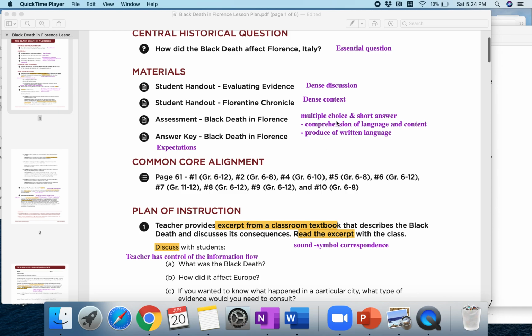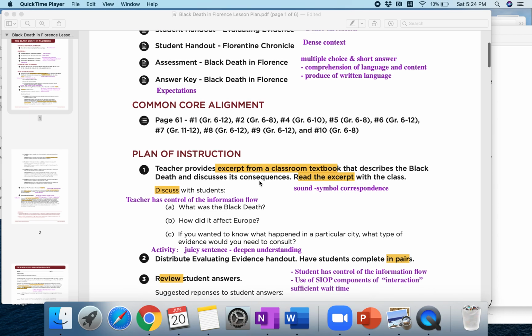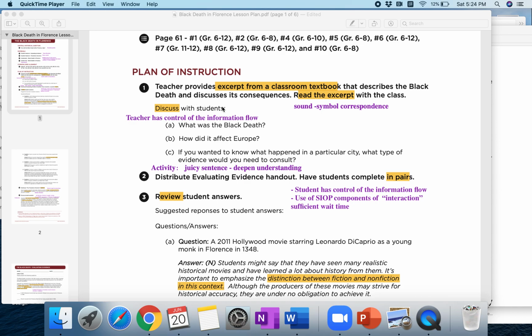Assessments usually come with multiple choice and short answer. Multiple choice tests for comprehension of language and content, while short answers test for students' production of written language. I also like that the assessment comes with answer keys because the teachers will know what to expect from students through this learning experience. As you can see, it also aligns the lesson plan with Common Core standards, and this is appropriate for grade 6 and above. Now let's go into the plans.